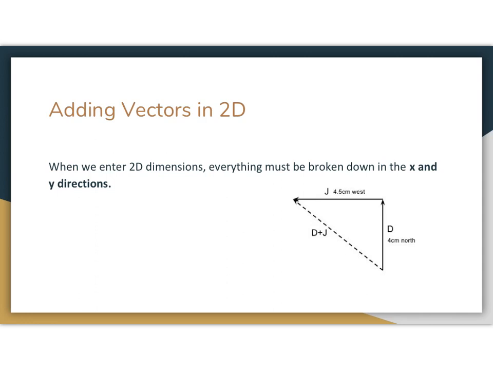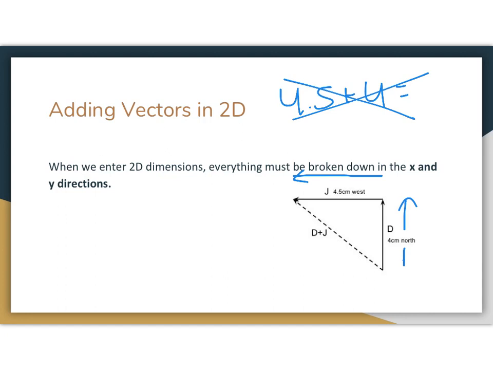So if I am looking at something in 2 dimensions, which is the focus of this chapter, everything must be broken down into the x and y directions. So in this problem right here, something is moving 4 centimeters north, and then they're moving 4.5 centimeters west. I can't just add them together. If I add them like this would not be correct. They're in 2 different dimensions. I cannot add them together. So I need to use Pythagorean's theorem. So a squared plus b squared equals c squared. So I can do 4.5 squared plus 4 squared equals c squared.